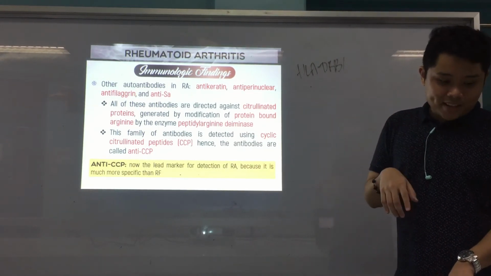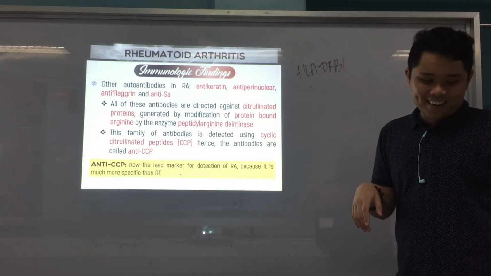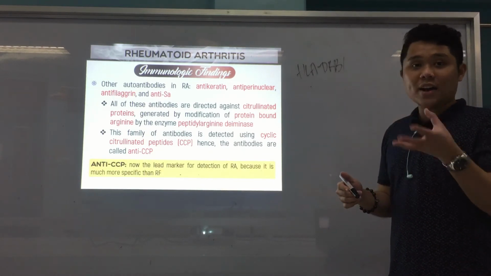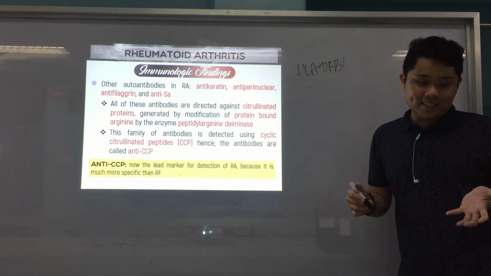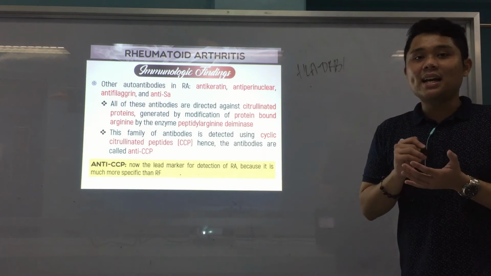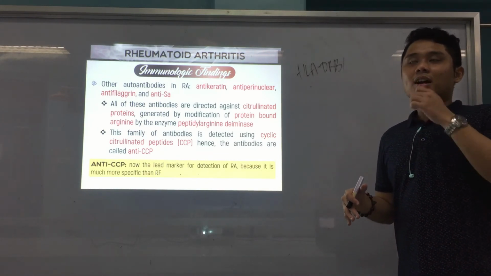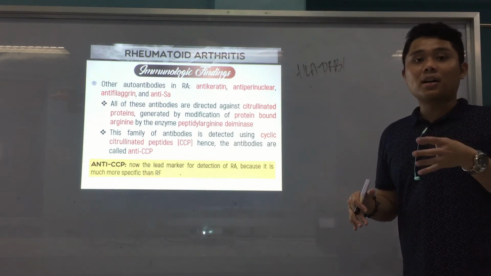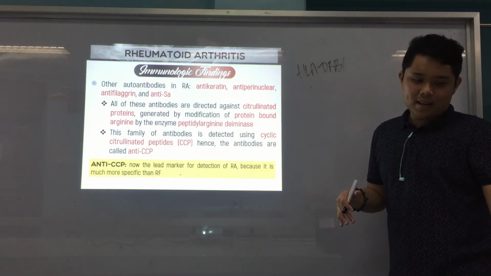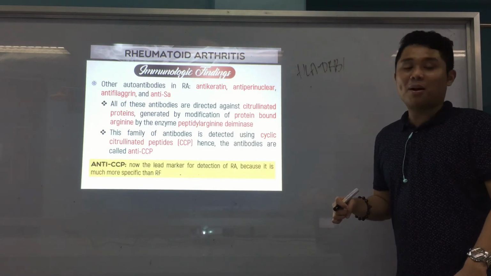And aside from that, according to Stevens, 20 to 30% of RF negative patients are positive for anti-CCP. And the presence of anti-CCP also precedes, meaning makita na siya before pa lang ang onset of symptoms sa RA. So therefore, your anti-CCP is a good marker for early detection of RA. Marker for early disease.